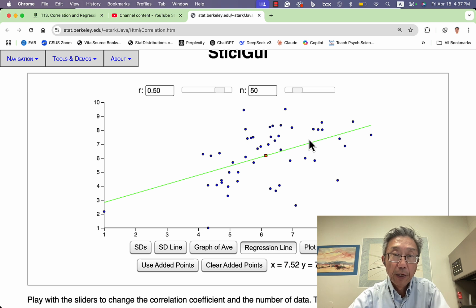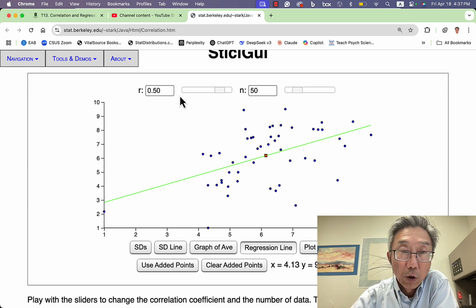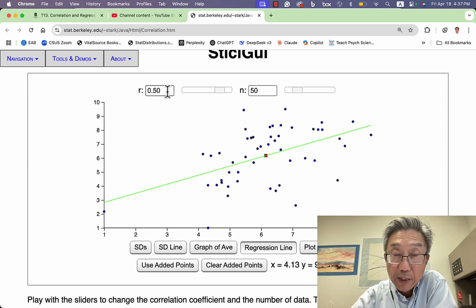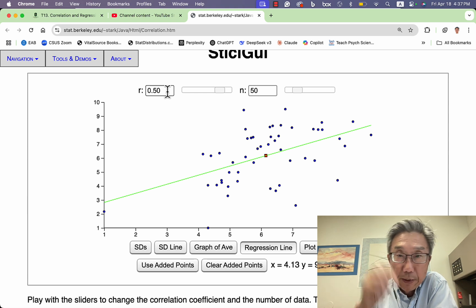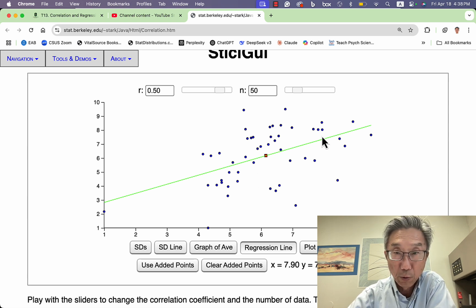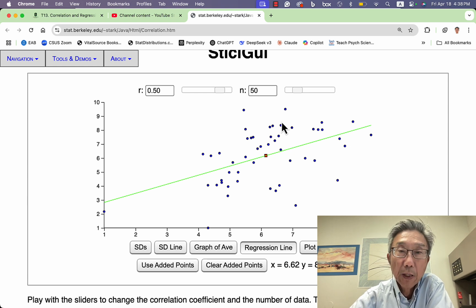Okay, so this is the scatter plot based on the correlation R equals 0.50, and we have these data points, 60 data points, and this is the regression line. Essentially, this is the regression line that cuts through the center of this scatter plot. Now, think about these vertical distances. This is a correlation of 0.5, and you have these data points all over the place.